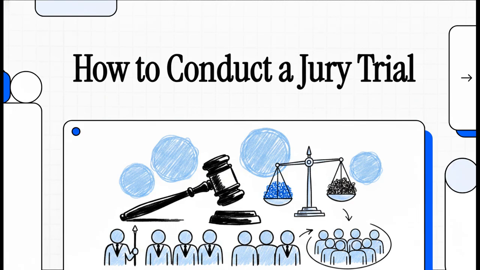Welcome to this explainer. Today, we're diving straight into a highly specific procedural breakdown of exactly how to conduct a jury trial. We're going to look at how our source documents define court jurisdiction, map out the distinct roles of court officers, and ultimately break down the absolute authority they assign to the jury itself. So let's get right into it.